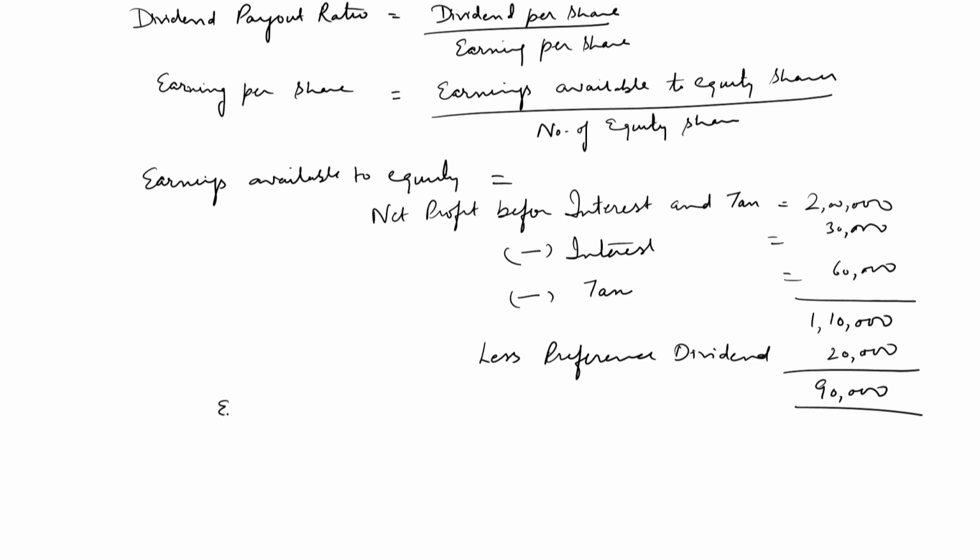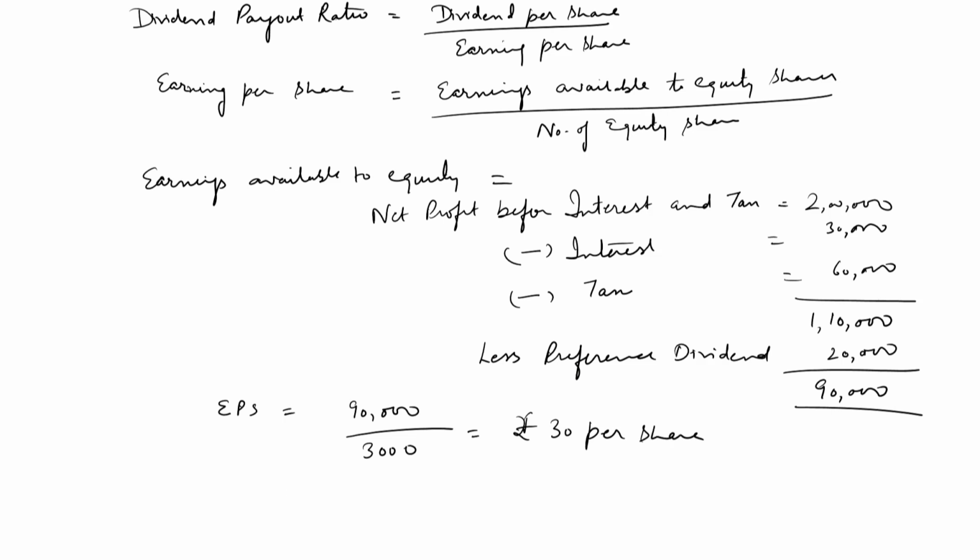On this basis, we can calculate EPS, that is earning per share, using 90,000 divided by the number of equity shares, which is given in the question as 3,000. It comes to rupees 30 per share.